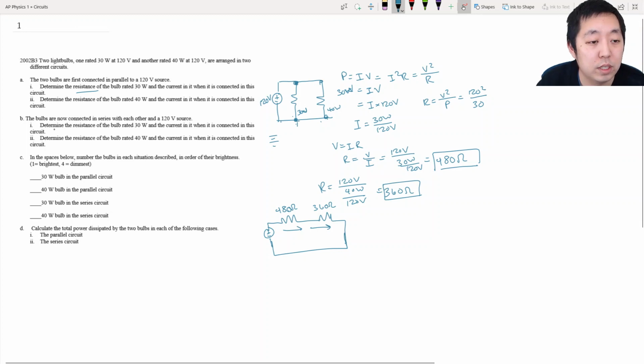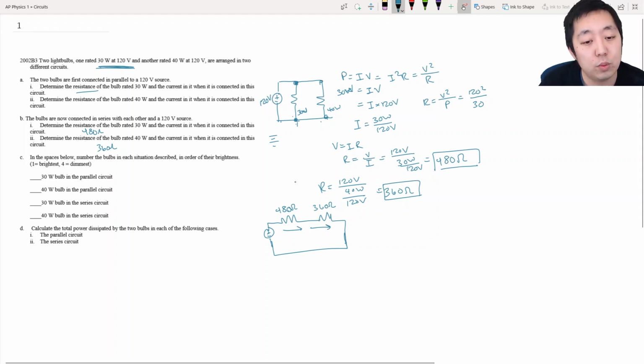Yeah, so these are the exact same. So this is 480 ohms, and this is 360 ohms. You do the exact same calculations because it has nothing to do with the configuration. It has simply to do with this rating. Okay. In the spaces below, number the bulbs in each situation described in order of their brightness.